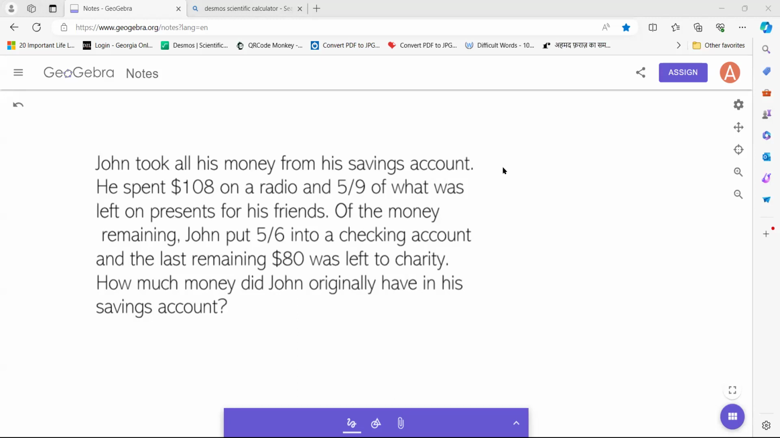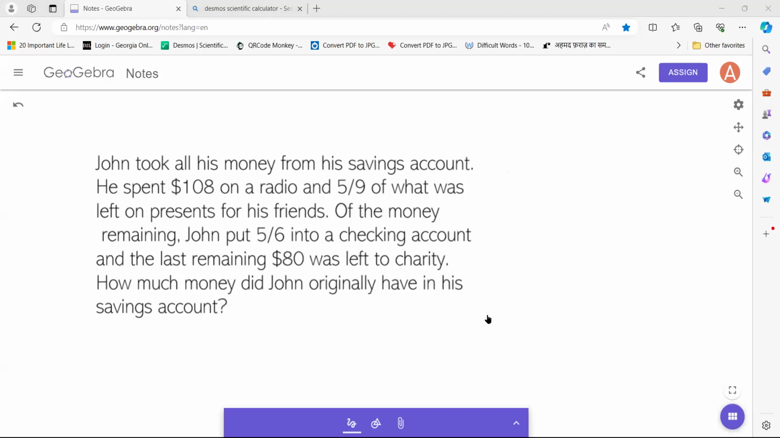John took all his money from his savings account. He spent $108 on a radio and 5/9 of what was left on presents for his friends. Of the remaining money, John put 5/6 into a checking account, and the last remaining $80 was left to charity. How much money did John originally have in his savings account?